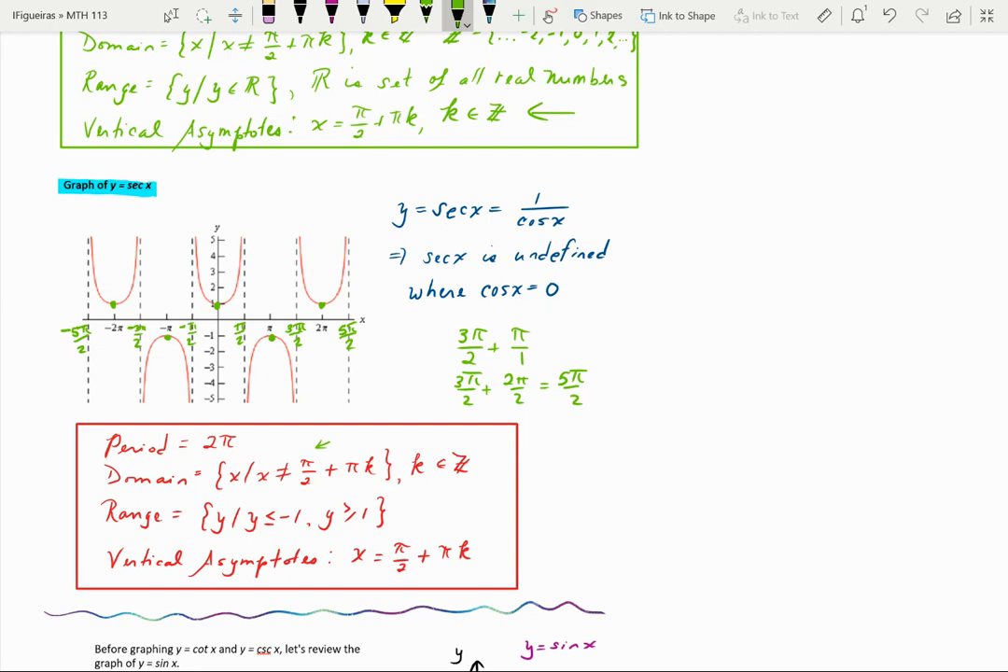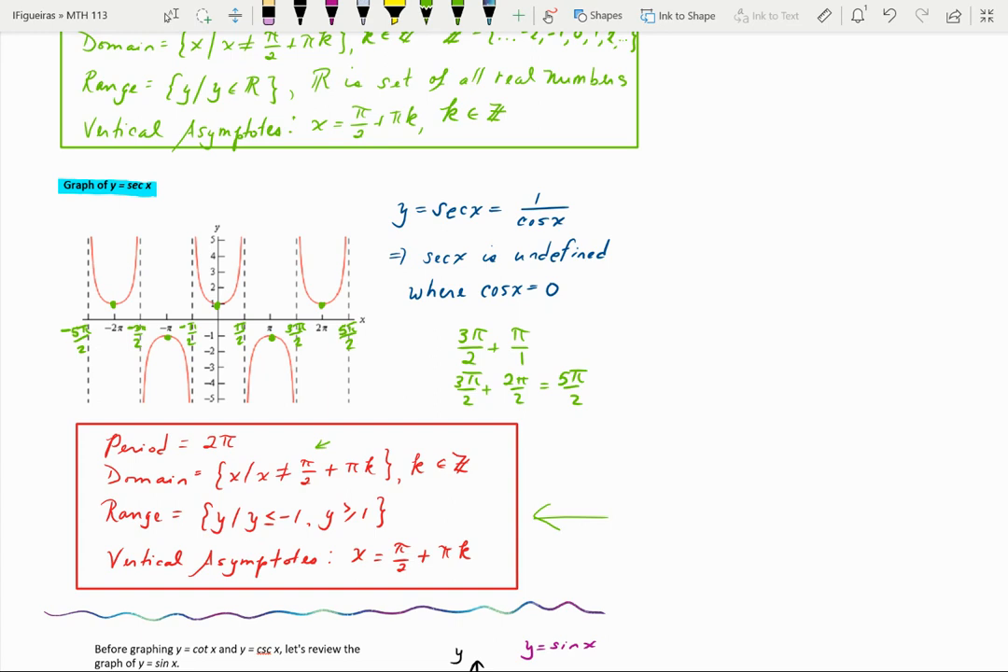Your range is definitely different than tangent. In tangent, the range was all real numbers. But with secant, you can look at the graph, and your range is either y is less than or equal to negative 1 or y is greater than or equal to 1. So y less than or equal to negative 1, those are the parts of the graph that look like parabolas facing down. And y greater than or equal to 1, that's the part of the graph that looks like the upward facing parabolas. But there are no y values between negative 1 and 1. So that's why you have to omit those.